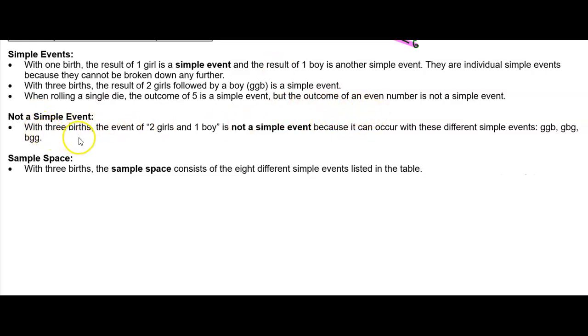Now, what is not a simple event? Now, with 3 births, the event of 2 girls and 1 boy is not a simple event because it can occur with these different simple events. We can either have a girl, girl, boy, boy, girl, or boy, girl, girl. And then finally, the sample space. With 3 births, the sample space consists of the 8 different simple events that were listed in the table and that we were able to find.